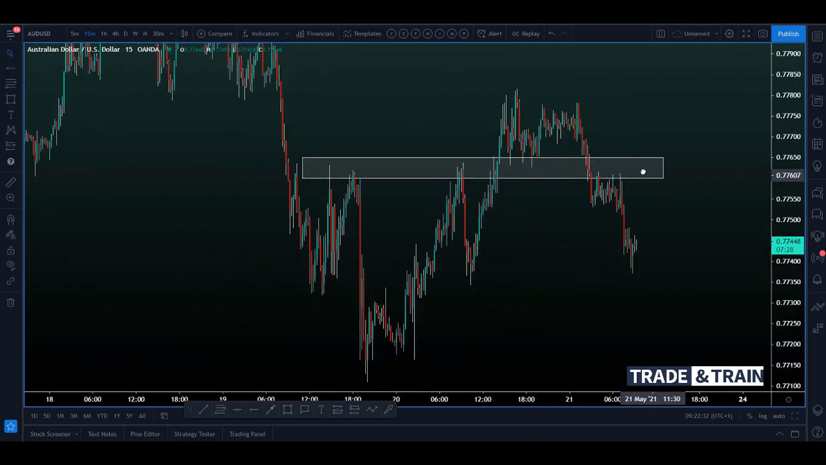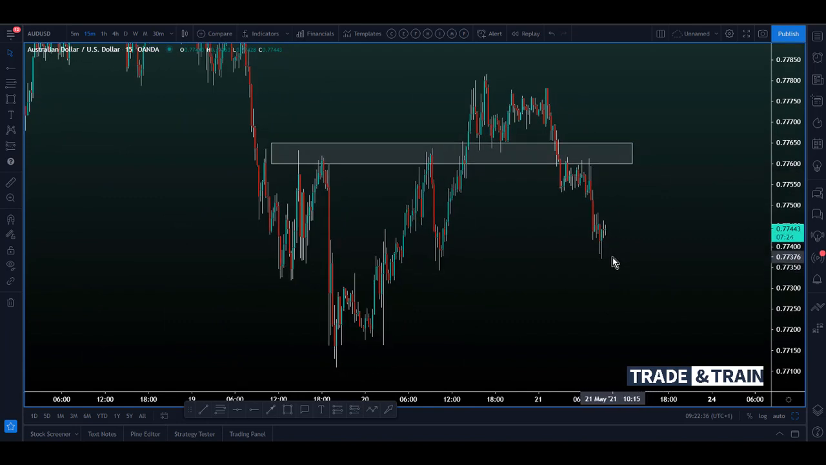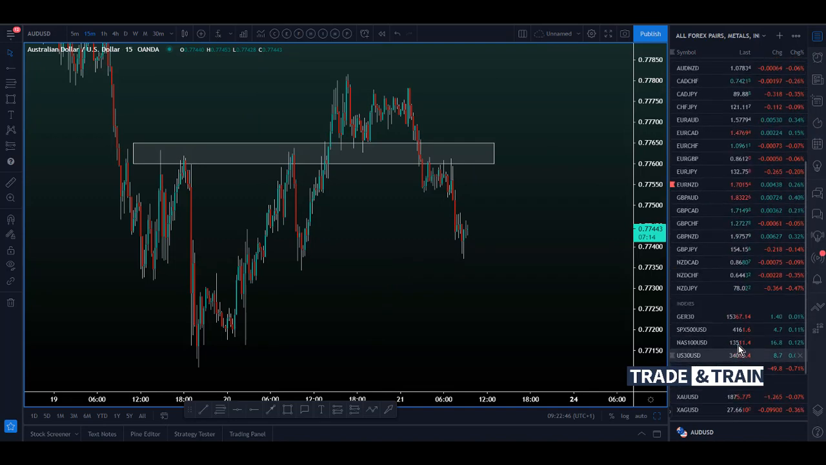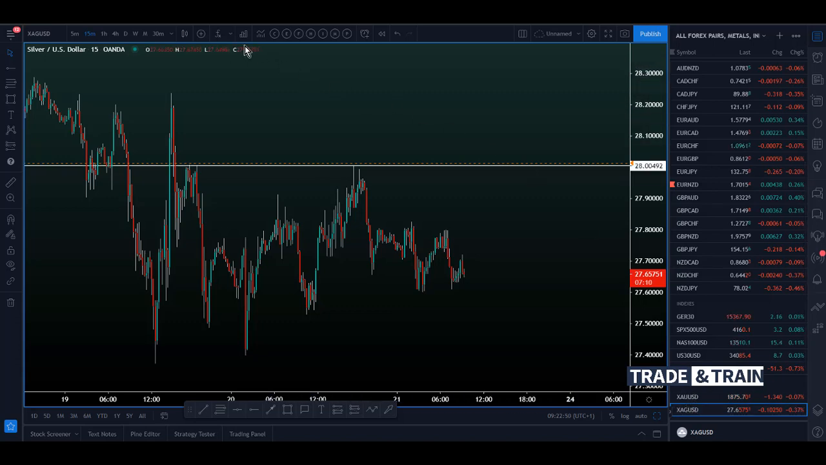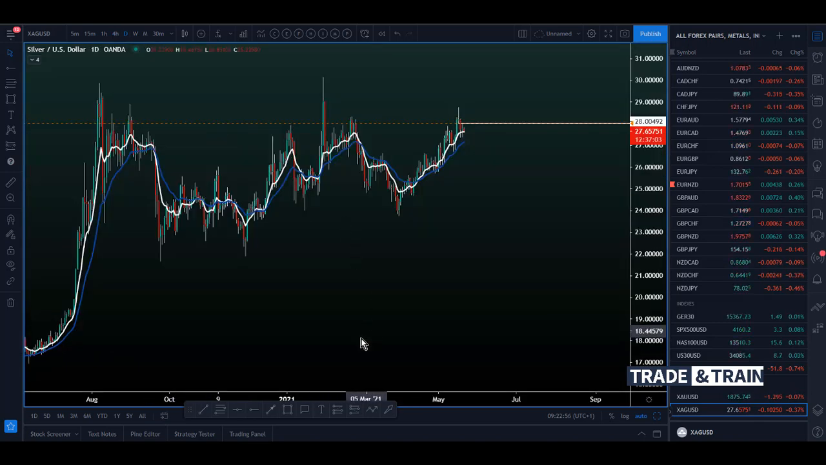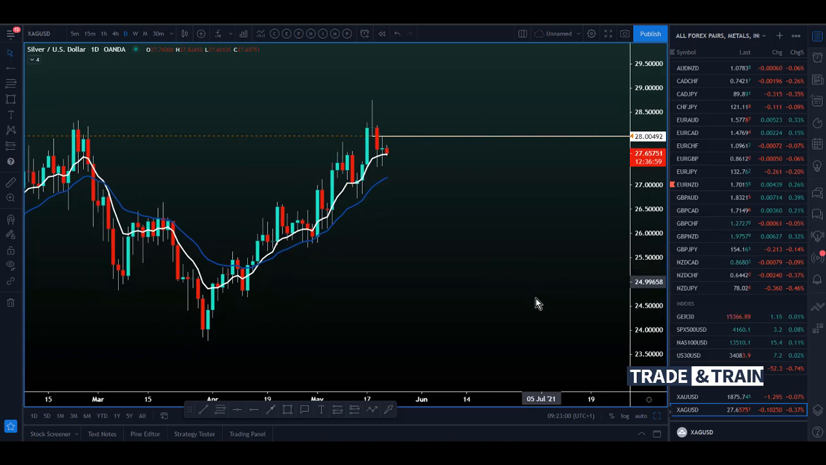So like I say, Aussie is the weakest at the moment. However, it is in that range. What else am I liking the look of? I just want to show you silver. Actually, silver is in a lovely daily uptrend, as you can see with these moving averages.